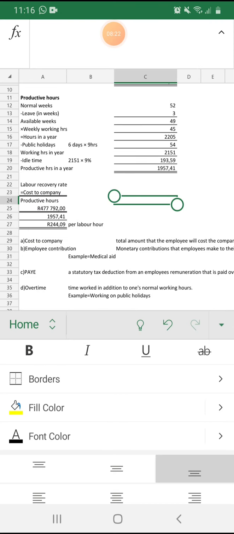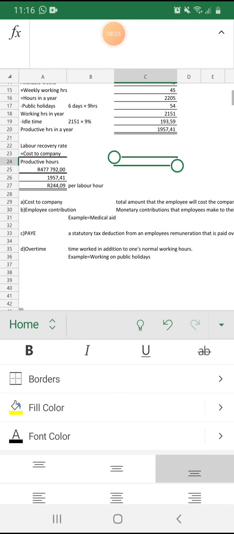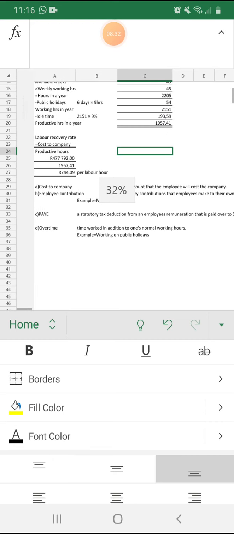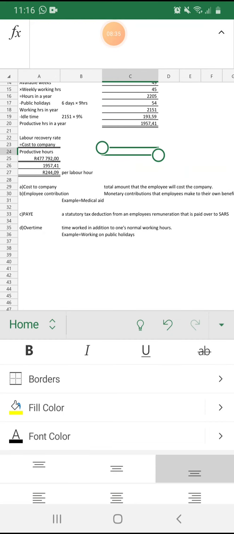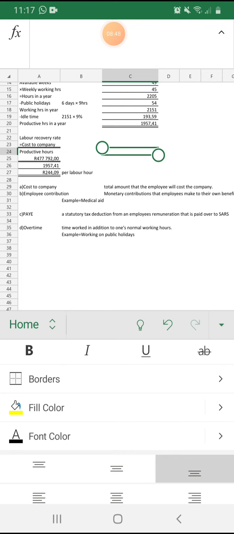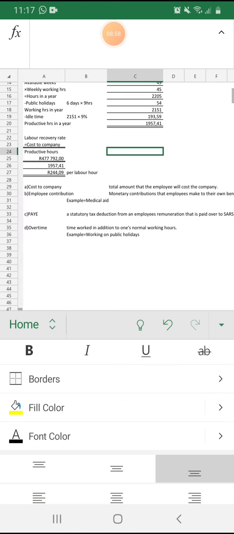And then the second part of our question was that we had to explain the following terminology. We have cost to company. Cost to company is the total amount that the employee will cost the company. And then we had employee contribution. Employee contribution is monetary contributions that employees make to their own benefit programs. An example of this would be medical aid. And then we had PAYE or pay as you earn. That is a statutory tax deduction from an employee's remuneration that is paid over to SARS.